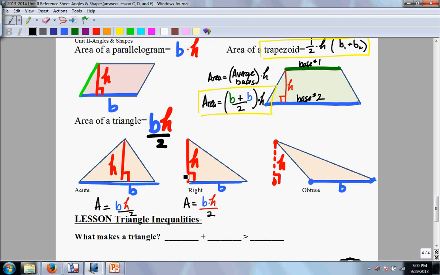One little change here. In a right triangle, the two sides that are connected to the right angle have a special name. They're actually called legs. So another way to express area of a right triangle, and this only works for a right triangle, is you simply take one leg times the other leg over 2. And again, the legs are the sides connected to the right angle. In an obtuse triangle, we have base times the height over 2 again. But remember, the height in an obtuse triangle is actually outside the triangle.